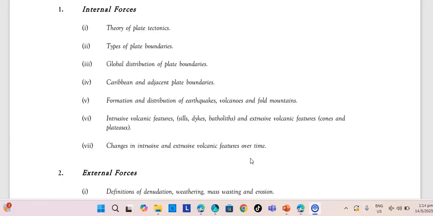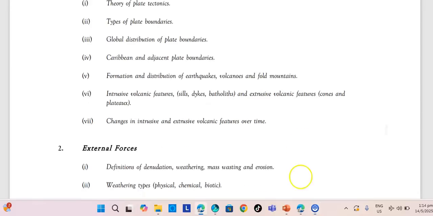Old volcanoes can become dormant, that means they're not active, or extinct, and eventually just look like a regular hill or mountain. All right, so those are the things that happen to intrusive and extrusive volcano features over time. So those are the changes.